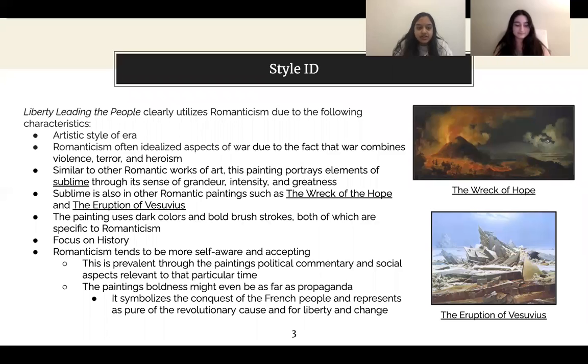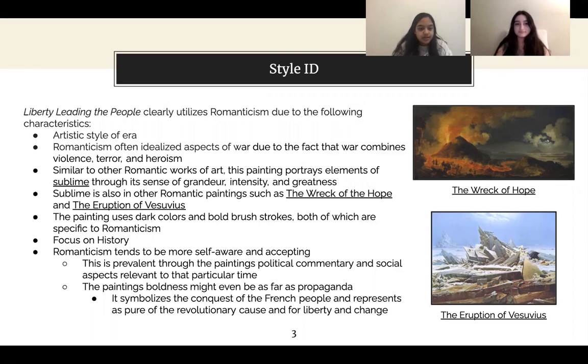It showcases the artistic style of the era, and it often idealized aspects of war due to the fact that war combines violence, terrorism, and heroism. And it's similar to other romantic works of art. It portrays elements of the sublime through its sense of grandeur, intensity, and greatness.